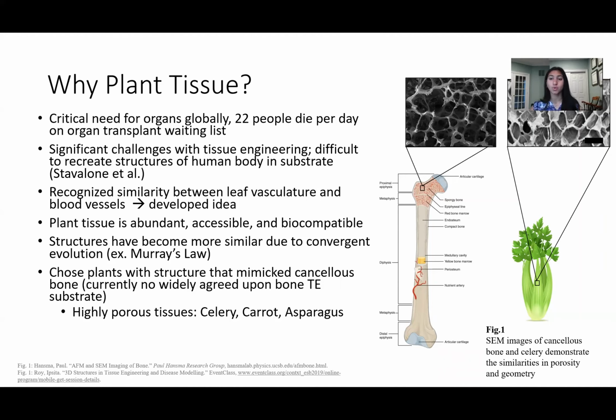Well, in tissue engineering, one of the chief difficulties is trying to create substrate materials that mimic the structure of native human tissue. Now, due to convergent evolution, the structures of plant tissue are very similar to those of human tissue, which could actually solve this issue. Additionally, plant tissue is abundant, accessible, and biocompatible, all properties that would make it a great tissue engineering scaffold option.